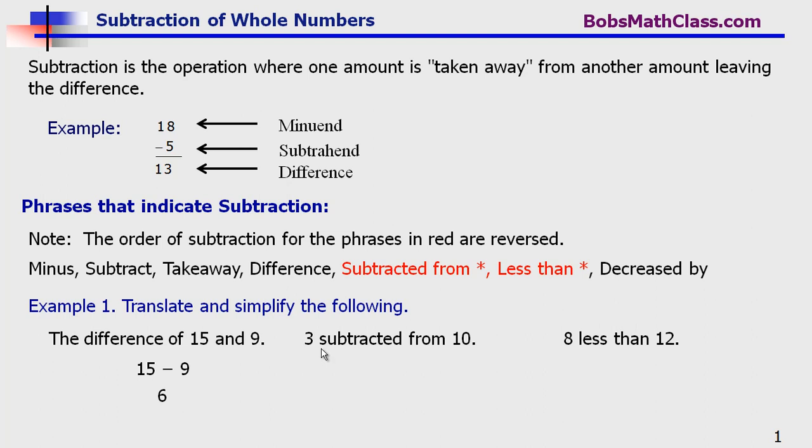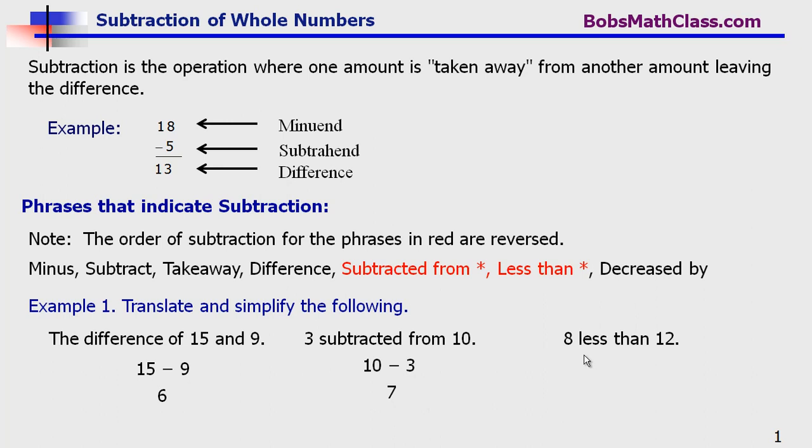Here's our next one. 3 subtracted from 10. This is one of the phrases in red where the order is reversed. So the second number is written first before the subtraction symbol. So 10 will go first and the 3 will go second. 10 minus 3, which is 7.